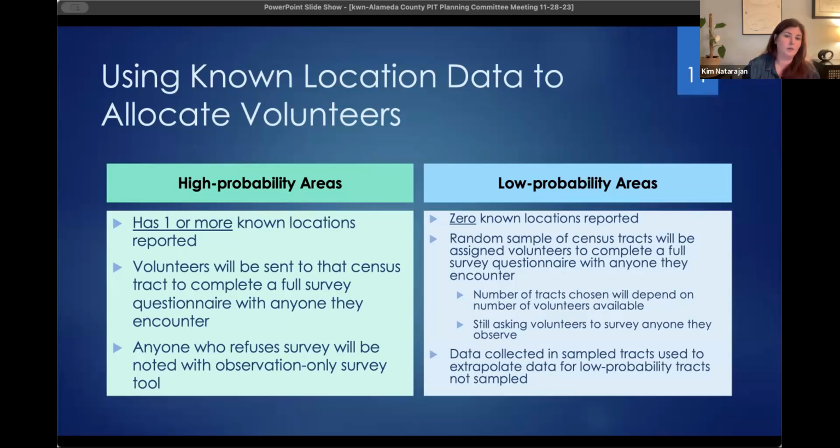Those who refuse will get observation-only data. The low probability areas have no reports of anyone experiencing homelessness in advance during this preliminary phase. For those, we're going to take a random sample and we're going to send volunteers to those random areas and do a full survey in the random areas. And we'll use that information to extrapolate across the rest of the low probability.